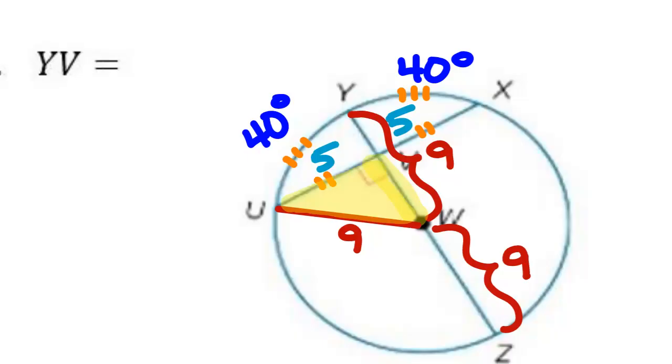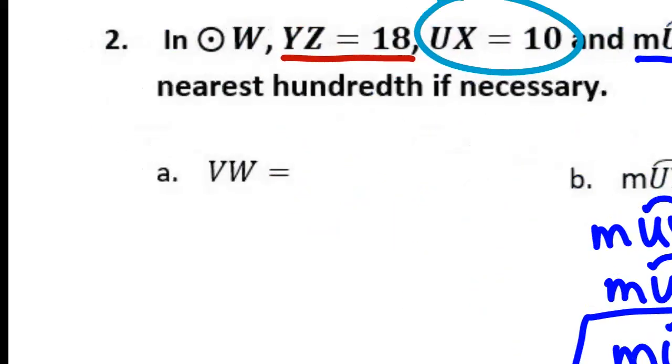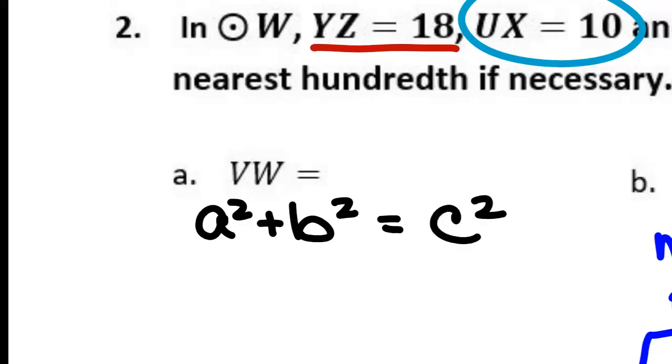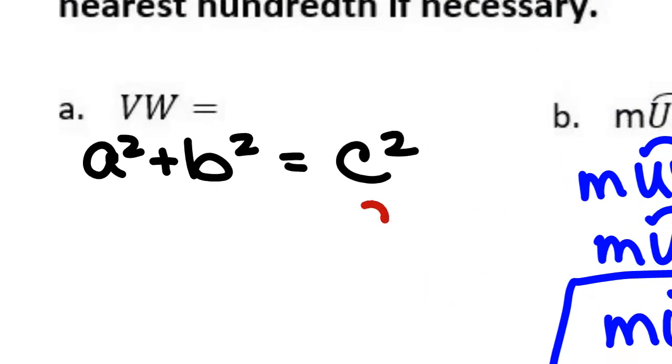Oops, that's not what I wanted to do. I want to erase this for right now. Now I have a right triangle that I can use to find the length from V to W. So Pythagorean theorem gets broken out. A squared plus B squared equals C squared. What part of a right triangle has to go in for C? Hypotenuse, which is 9. You guys are absolutely correct.